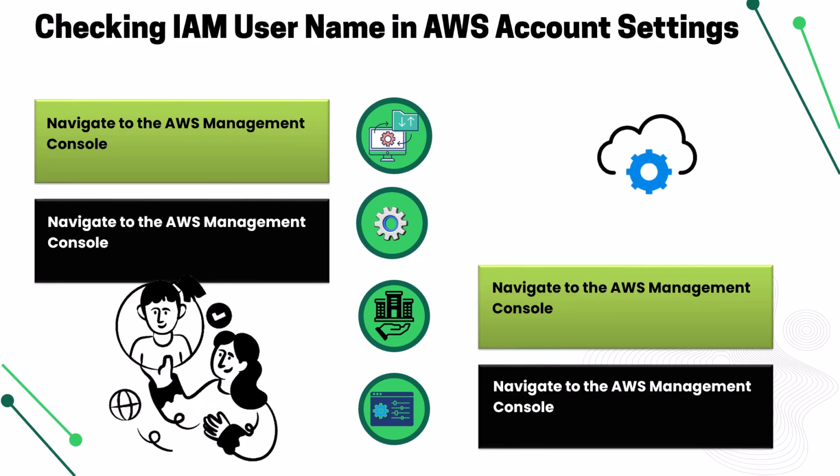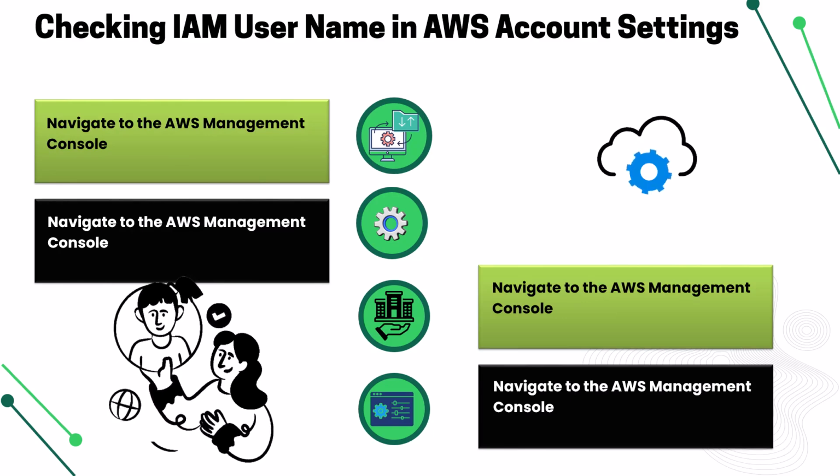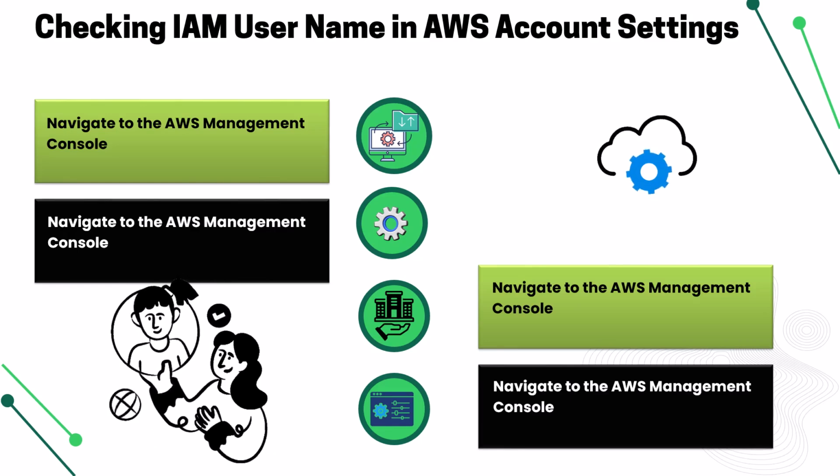Finding IAM user details in account settings is like checking your name tag at a conference. You just need to know where to look. A few clicks in the AWS console and boom, your IAM username is right there. No detective work needed, just good navigation skills.